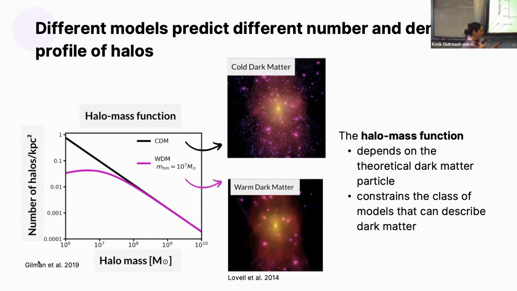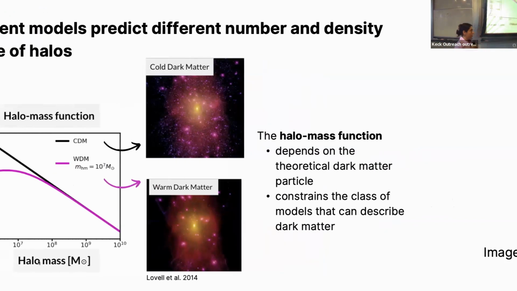These are two simulations of Milky Way sized galaxies. If we had our dark matter goggles, this is what we would see. We can't really see dark matter, but you can see that one has a lot more small features, which is plotted here in the halo mass function. The halo mass function is directly related to the dark matter particle physics, so measuring it would allow us to discern between the competing models. That's what we're interested in.